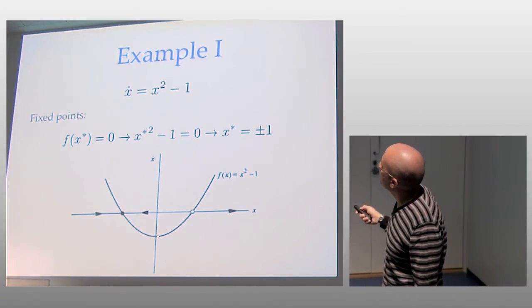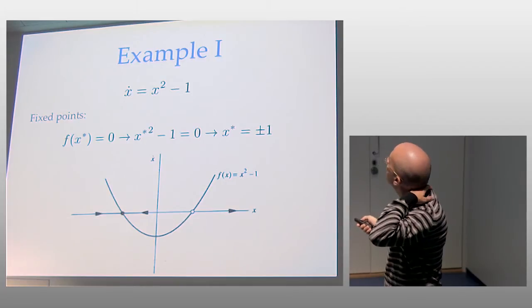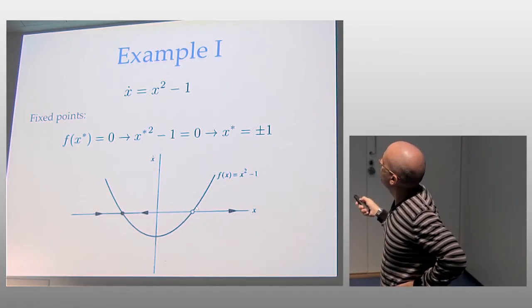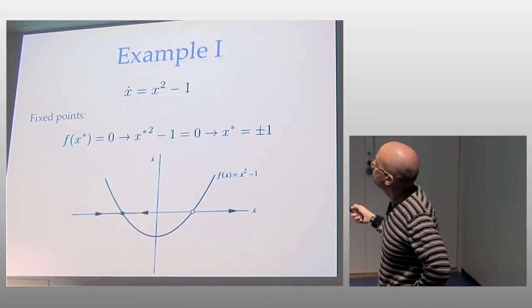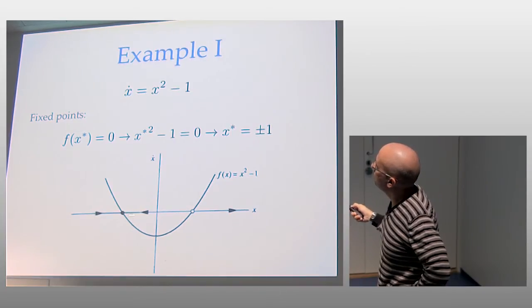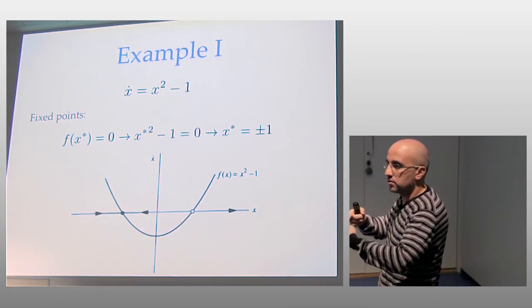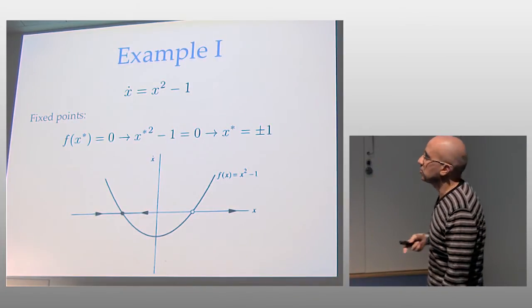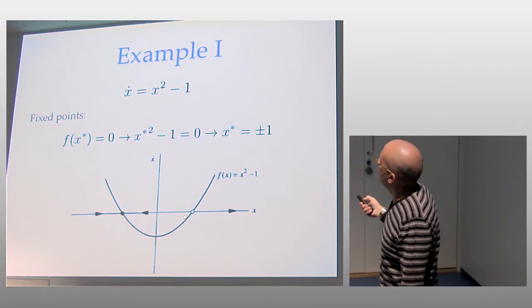The vertex is here on the y-axis. And these are the 2 points that I found, plus 1 and minus 1. Whereas this is an attractor. For the same reason, the velocity field is converging to that. I mean, it's driving the system towards that point. And this is a repeller.